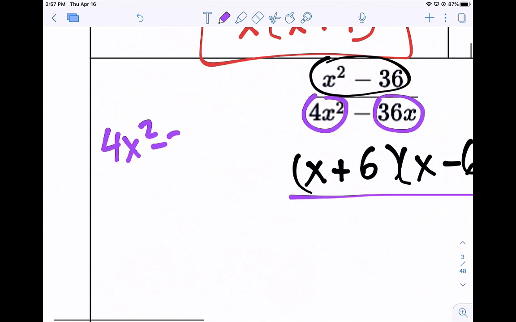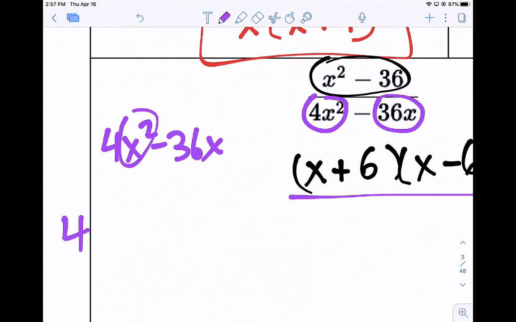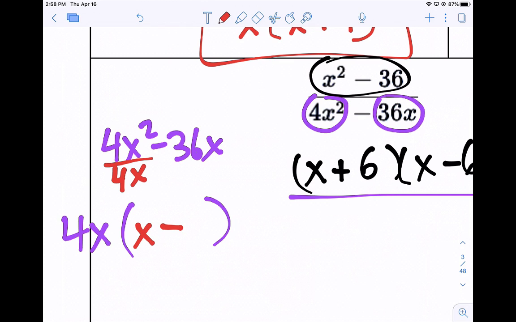So we have 4x squared minus 36x. We can divide each by a 4, and we have an x squared and an x, so that means we can divide an x, at least an x, out of each of them. So when we divide it out, we think, okay, what is 4x squared divided by 4x? What's left? There's an x left, minus, what is 36x divided by 4x? And that would be 9. And so there we factored out the 4x.